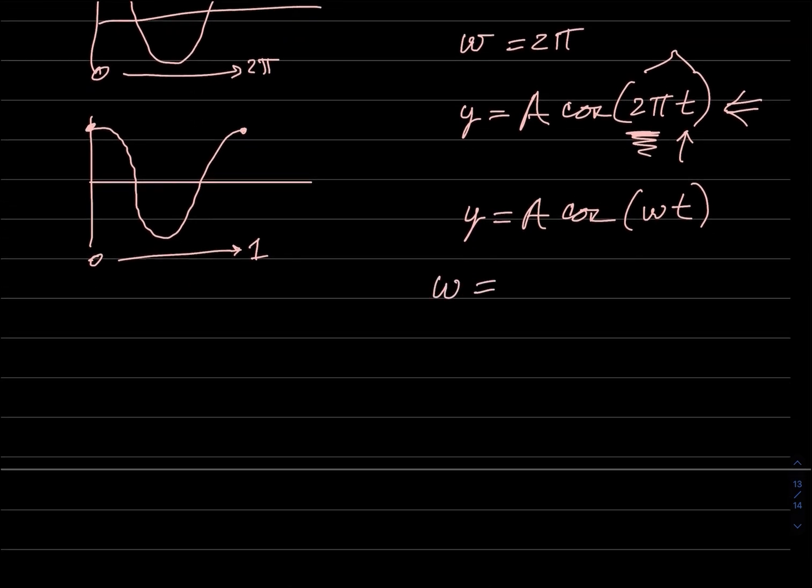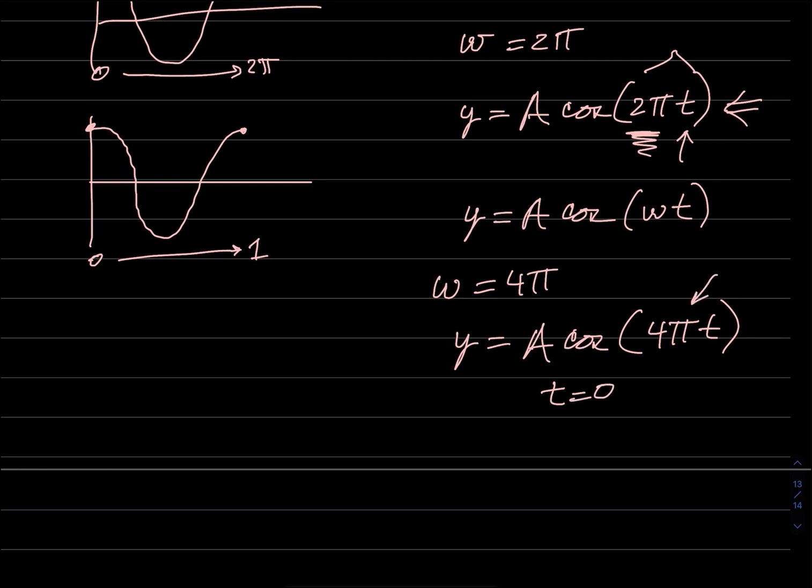Let's say omega equals 4 pi. Now we have y equals amplitude times cosine of 4 pi times time. At time equals 0, this angle will be 0, and the cosine will be 1. How long before we get back to a cosine of 1? Well, we have to get up to an angle of 2 pi before we complete our one cycle and get back to a cosine of 1 again. And for this to be 2 pi, time has to equal 1/2. And we've made one cycle in a time of 1/2. Sounds like we have twice the frequency.